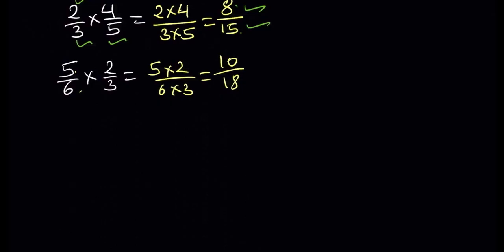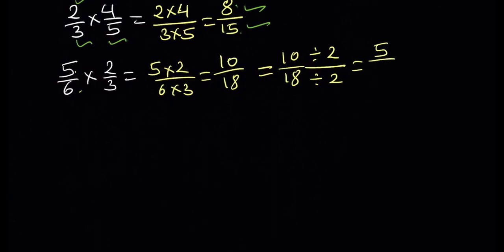If you look, both numbers are divisible by 2. So if we want, we can reduce 10 by 18 to the lowest terms. Let's divide by 2. 10 and 18 divided by 2 gives the answer 5 by 9.